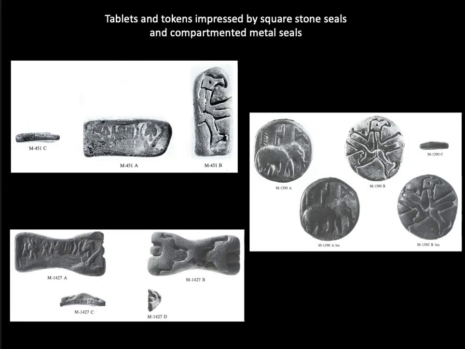tokens of this type, of the type that I've been discussing, show no sign of having been pressed onto anything for the purpose of administrative sealing, right? These are objects that existed in their own right. They didn't exist to seal or to guarantee any kind of physical object. They may have served as guarantees of an identity or an interaction, but there's no evidence that they served as a guarantee of a physical thing.